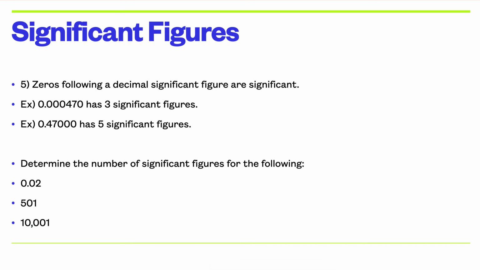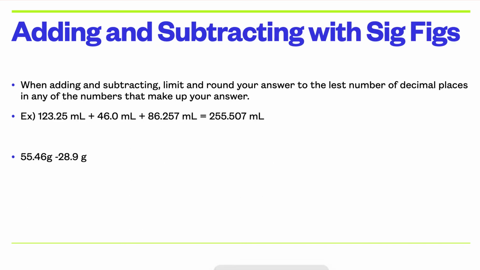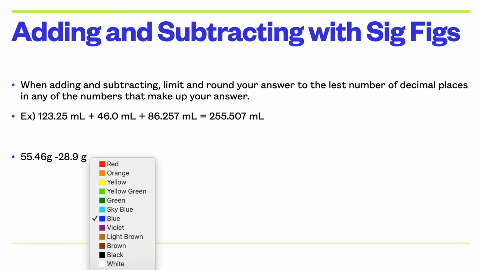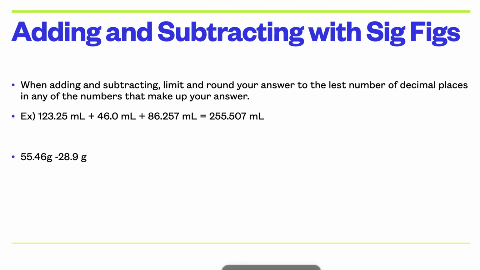Now there are a couple other rules. The first one is for addition and subtraction with significant figures. When adding and subtracting, limit and round your answer to the least number of decimal places in any of the numbers that make up your answer. For example, I look at 123.25. There are 2 decimal values here. 46.0, there's 1 decimal value here. 86.257, there are 3 here. So in our final answer, we should only have one decimal value.